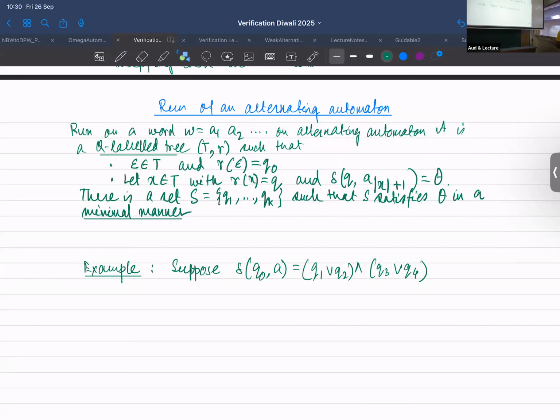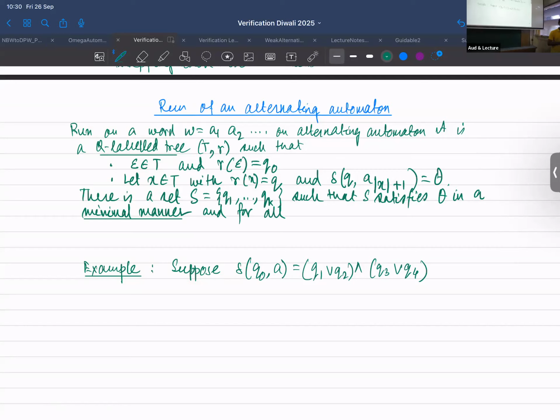And what else? How should the successors of Q look like? It should be Q1, Q2, Q3. Exactly. Yeah. But I'm not sure how the logical formula can be.